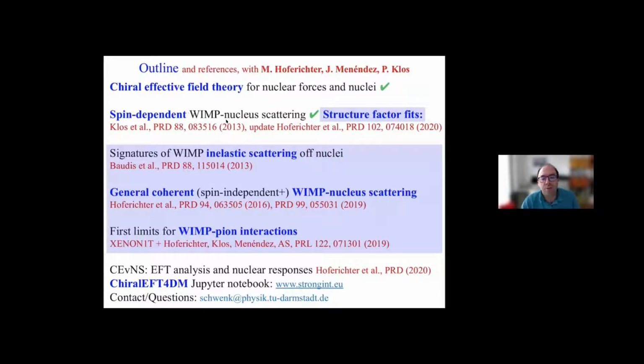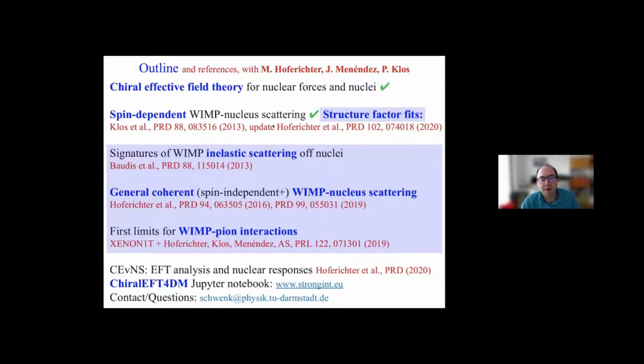And I just want to alert you that there are fits for all the structure factors needed for all isotopes from the lightest one we calculate up to xenon. In these papers, the experimental collaboration has been using is this one here.